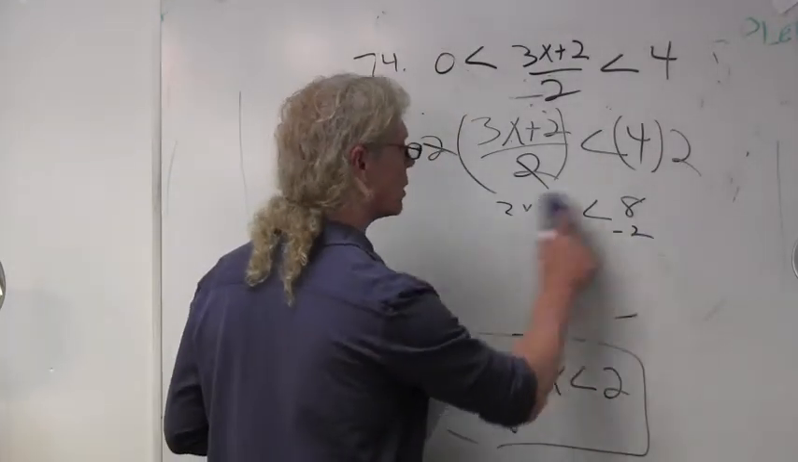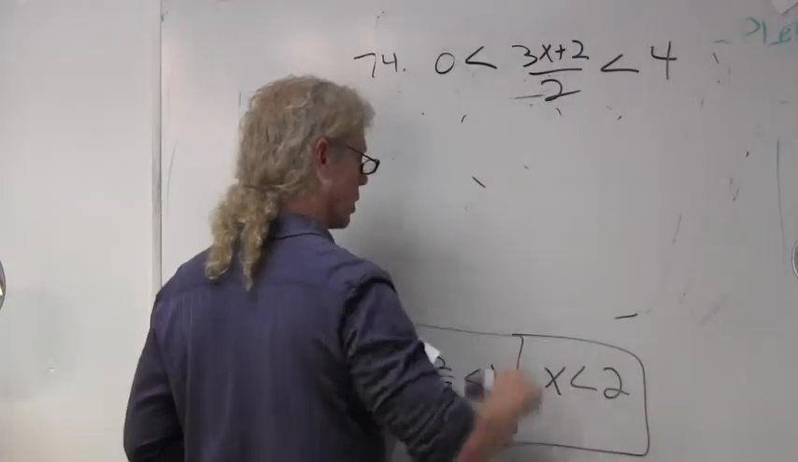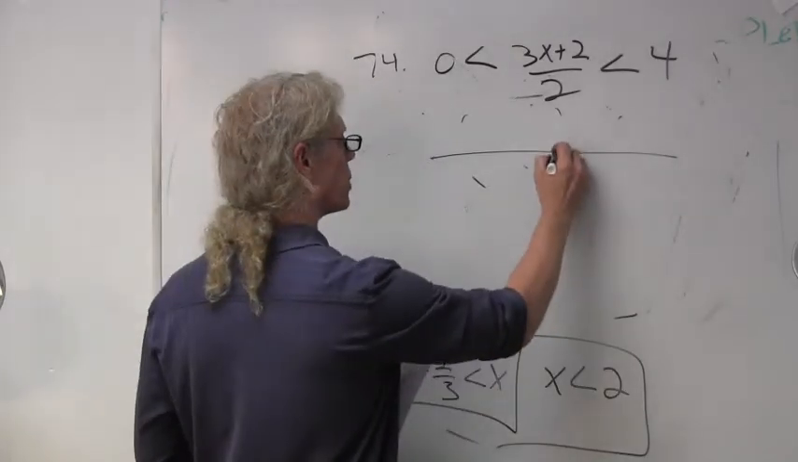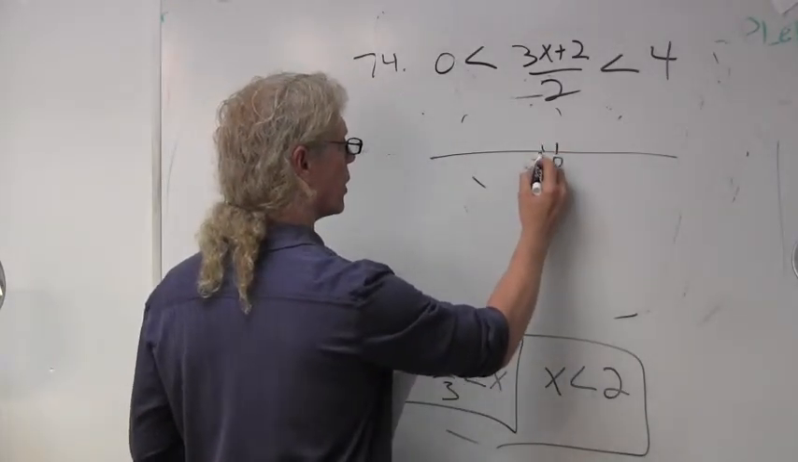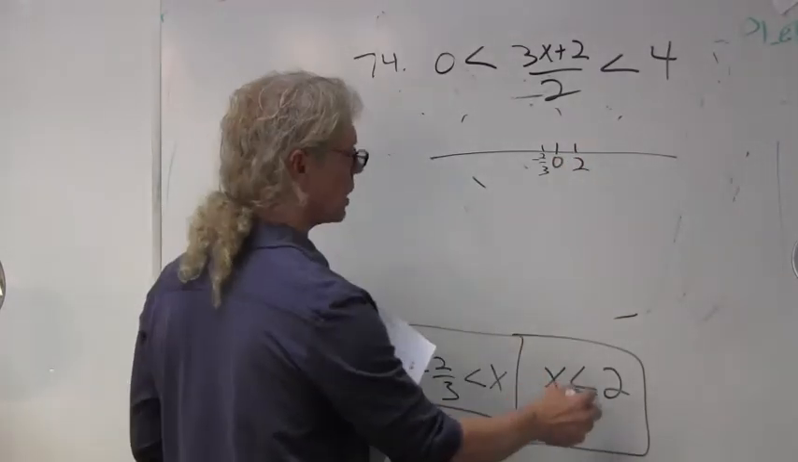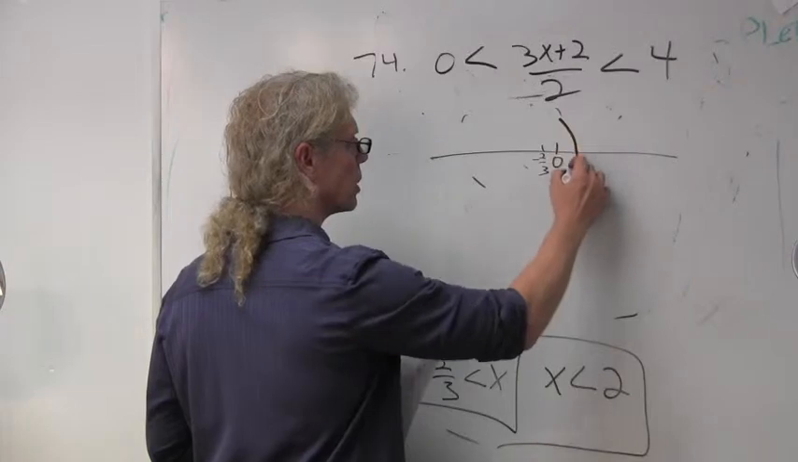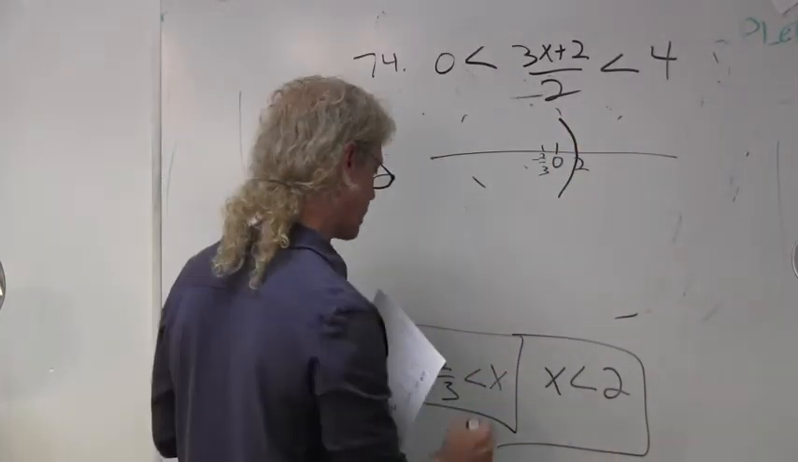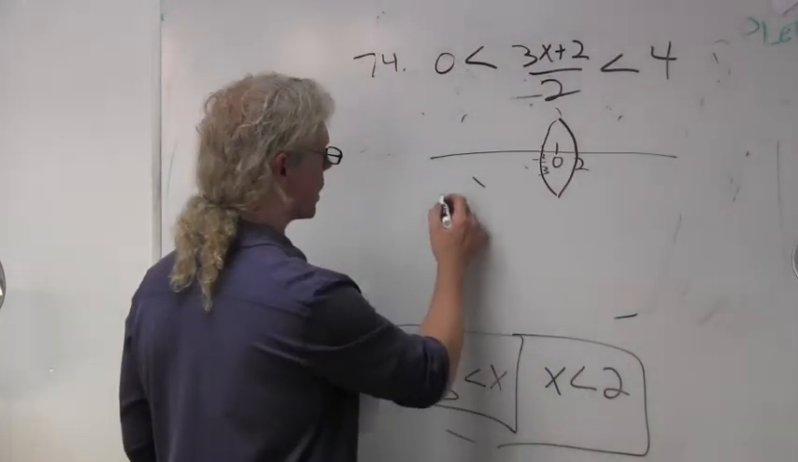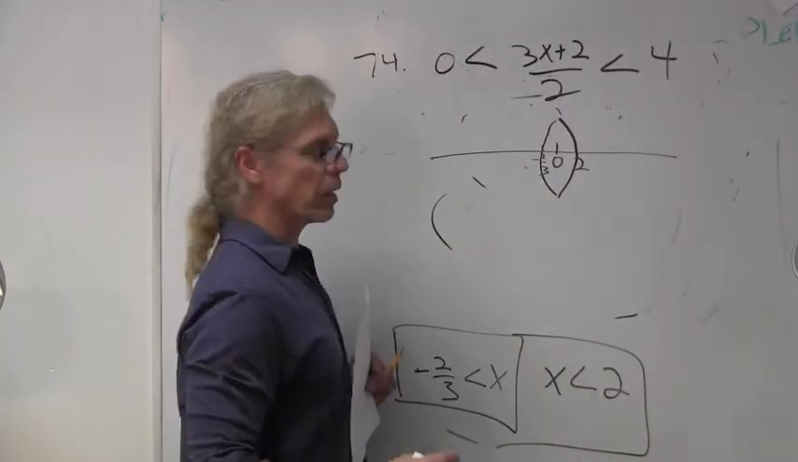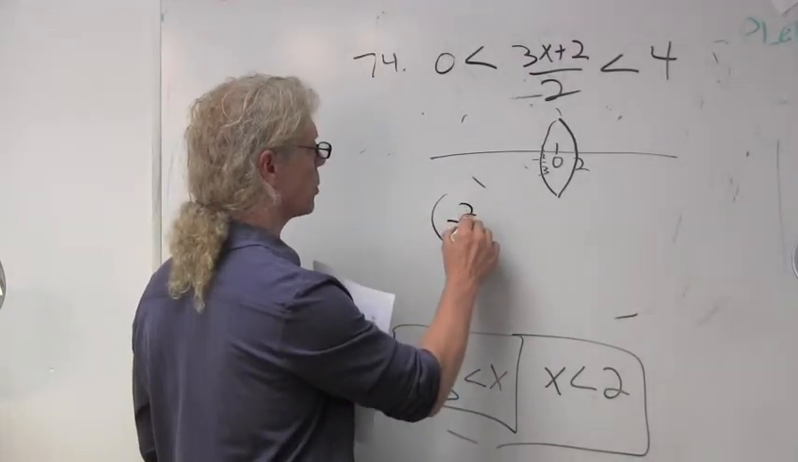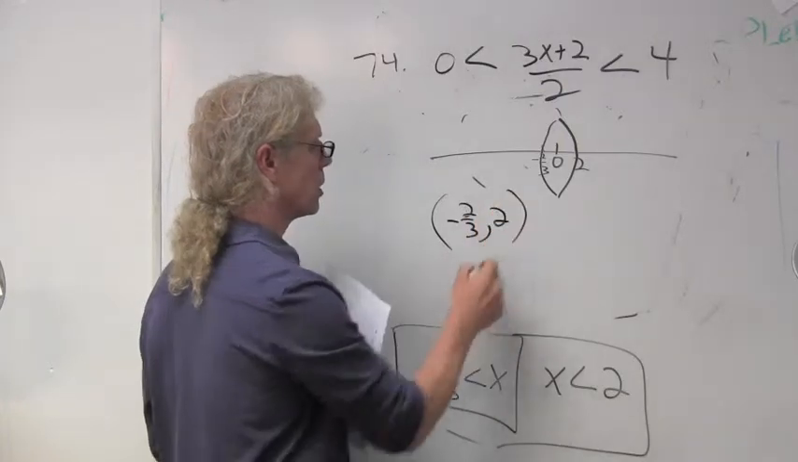So on our number line, on our line graph, we draw our line. Here's my 0. We'll call that minus 2/3. We'll call that 2. So x is less than 2, parenthesis, heading in the negative direction, but x is greater than minus 2/3. There we go. When we put that into interval notation, parenthesis, minus 2/3, comma, 2, parenthesis.